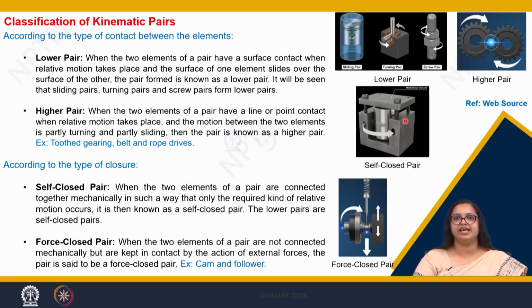However, when there is an external force that has to be applied for two links to be in contact with each other, we call it a forced closed pair. As you can see here, there is a spring which forces the two elements to be in contact with each other. One of the perfect examples is cam and follower, which we will be learning in detail while we go through the internal combustion engine topic.